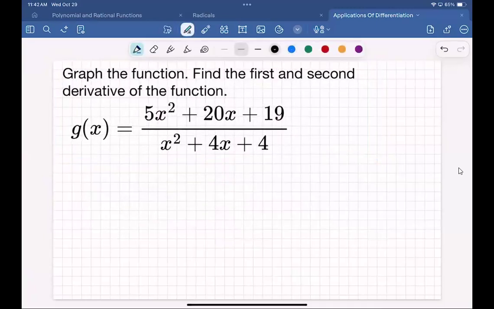Now, make sure you remember here, as far as the quotient rule of a derivative, it's going to be low D high minus high D low all over low squared. Okay.